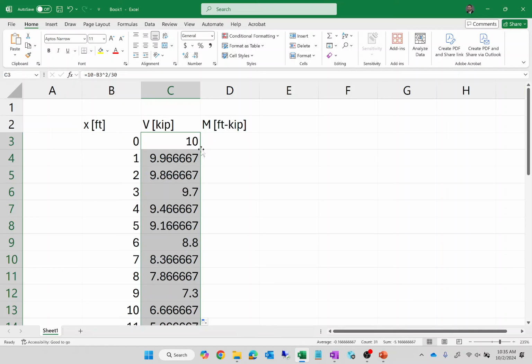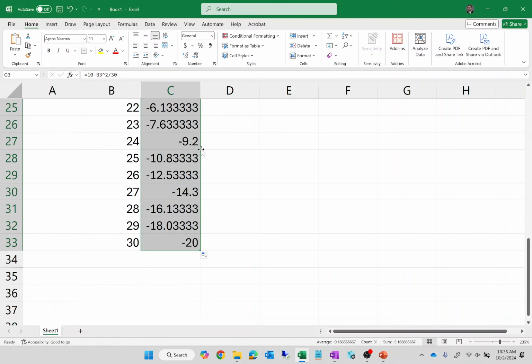And I get this mess. Does this mess look right? Yeah. Well, what do I get at the very top? What do I get at the very bottom? Negative 20, right? That's what I wanted, right?